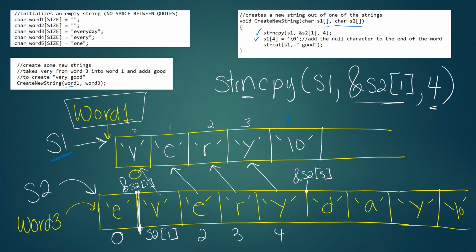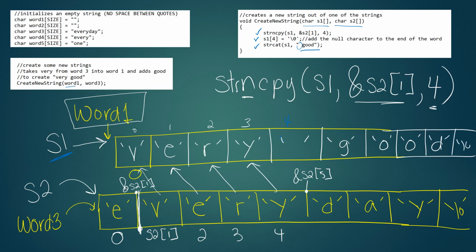Then the next instruction says to concatenate, or strcat, onto S1 the word good with a white space. So strcat is going to find the null character and then start adding. Here we're going to add a space, and we're going to add G, O, O, D, and the null character.